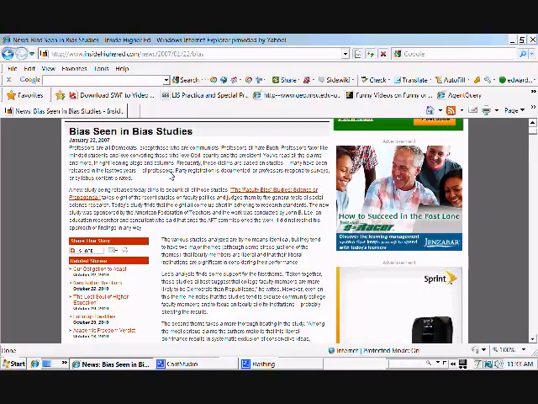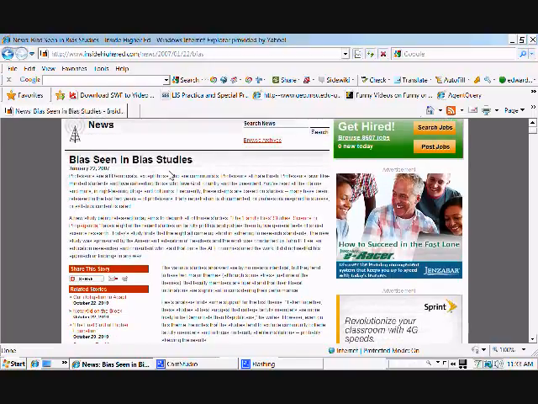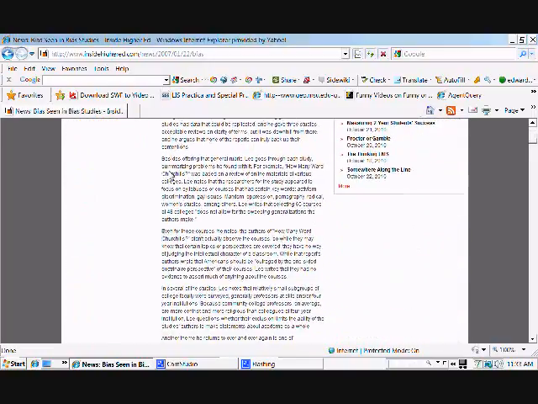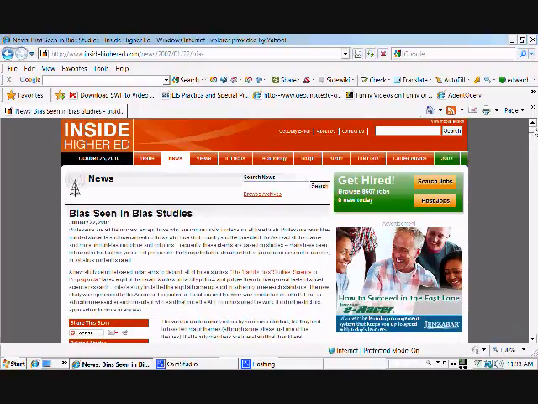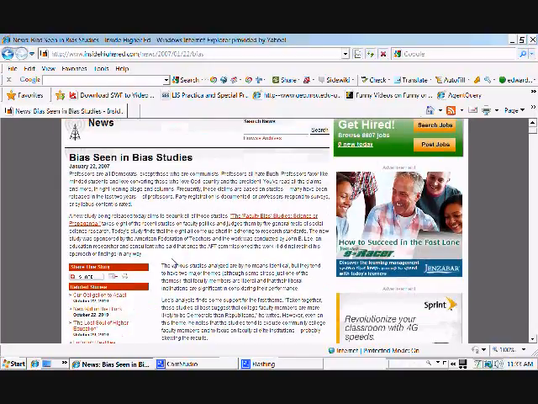And this is biasing and bias studies. I don't even know if there's an author listed. Excuse me. It's too far down to look anyway. And this is Inside Higher Education. It is a reputable source, of course, but all you're going to get is a summary.